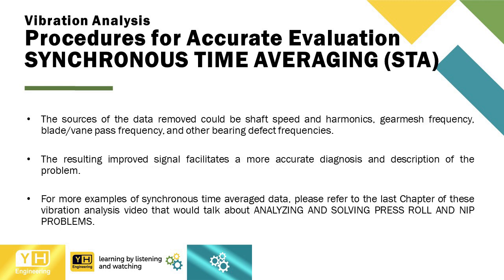The sources of the data removed could be shaft speed and harmonics, gear mesh frequency, blade/vane pass frequency, and other bearing defect frequencies. The resulting improved signal facilitates a more accurate diagnosis and description of the problem. For more examples of synchronous time average data, please refer to the last chapter of this vibration analysis video, which talks about analyzing and solving press roll and nip problems.